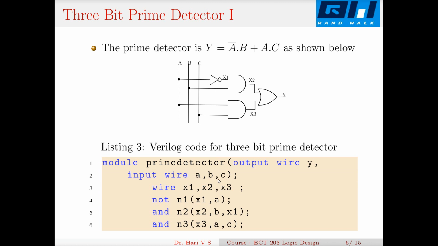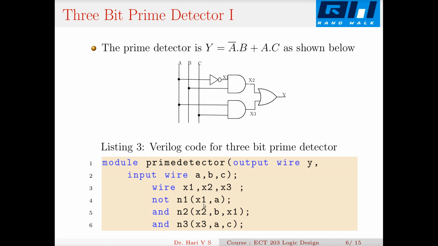After this port declaration, here these wires are declared, wire x1, x2, x3. Okay, now I compute this x1. This is a NOT operation. First A is inverted. So here it is not, say N1, that is the name of the gate, x1 comma A. That gives this inversion, that gets my x1. This statement says that x1 is a complement.